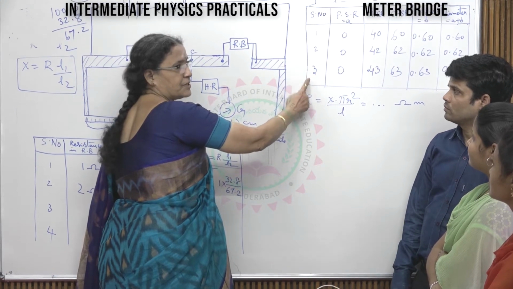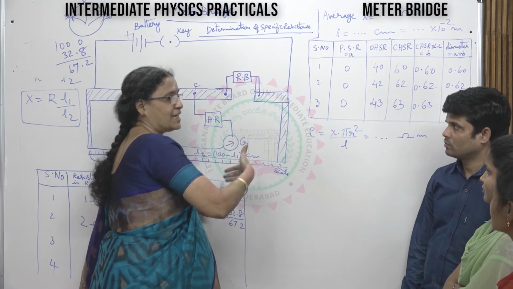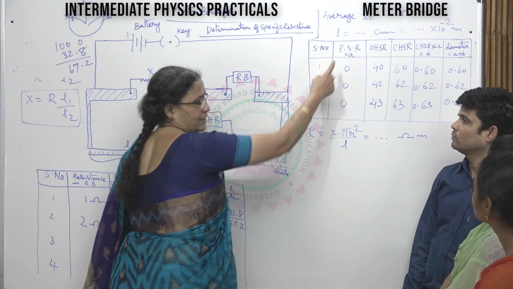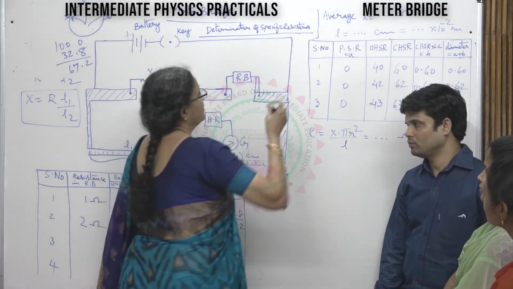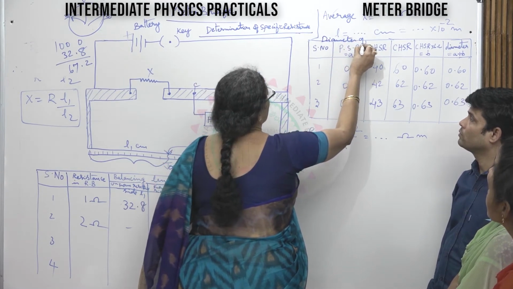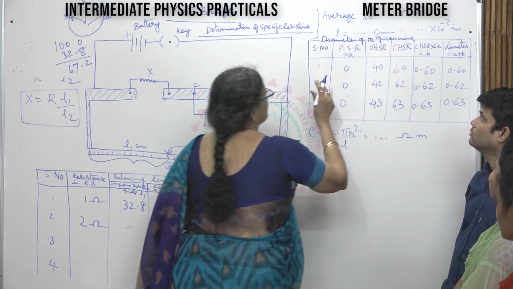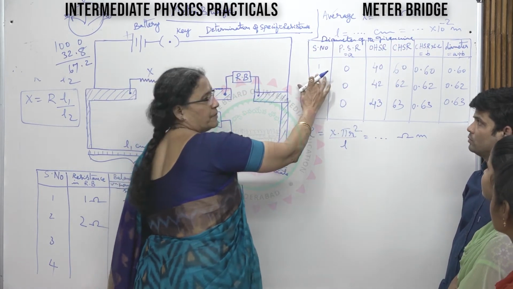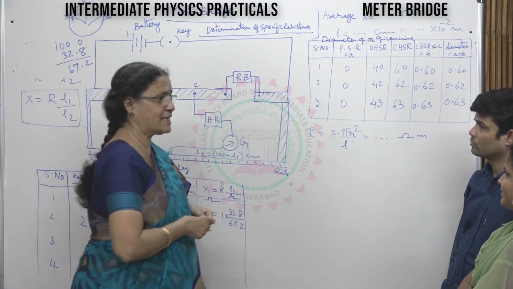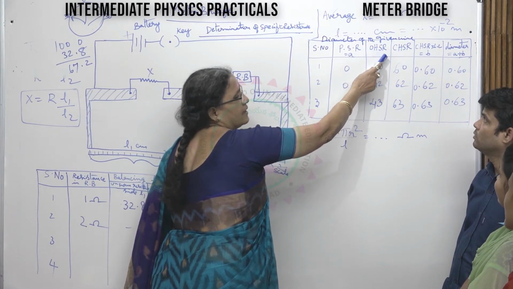Students, this is to determine the diameter and hence the radius. Initially, I need to determine the diameter. Above the tabular form, you can write, diameter of the given wire. So, this is the tabular form, serial number. What do you mean by PSR? Pitch scale reading. What is OHSR? Observed head scale reading.